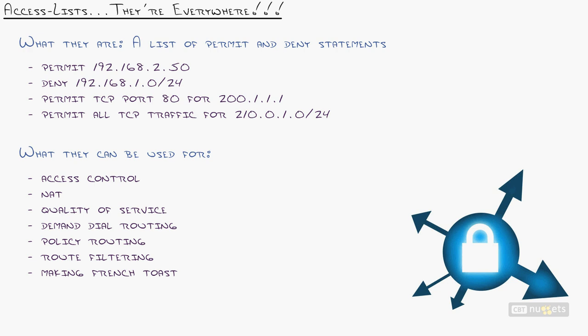I think Cisco should have named them something like IP address identifier or list of IP addresses or something to that effect, because that's really what they are. They are a list, that's it, of permit and deny statements.